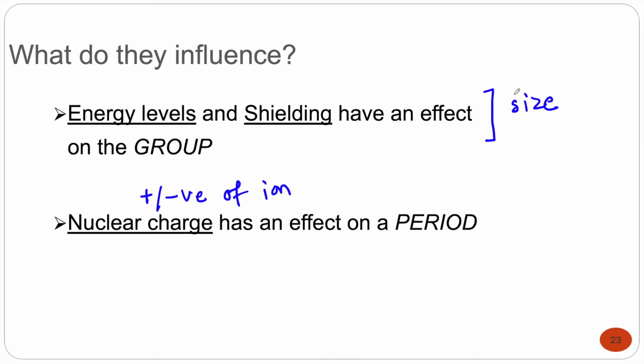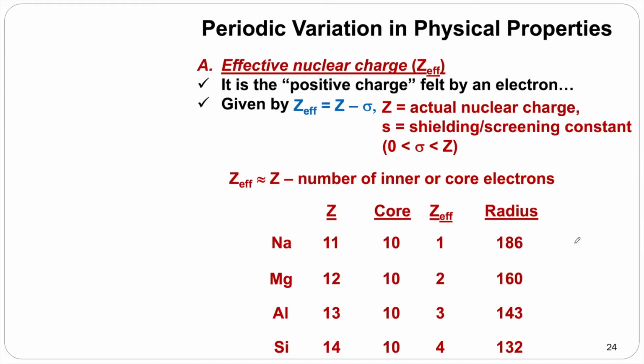A group, as you know, is from top to bottom. And the nuclear charge effect is on the period. Period means from left to right of your periodic table.